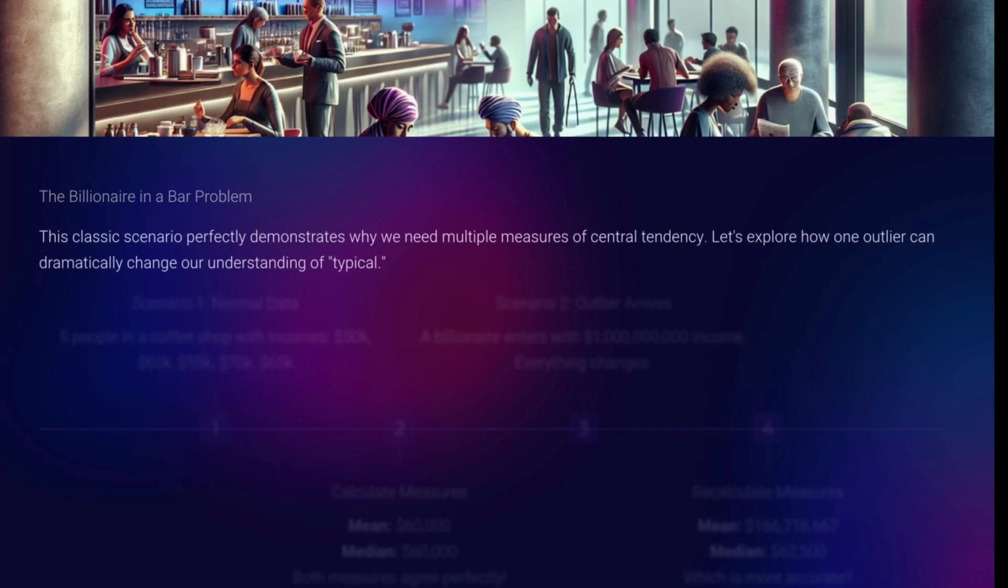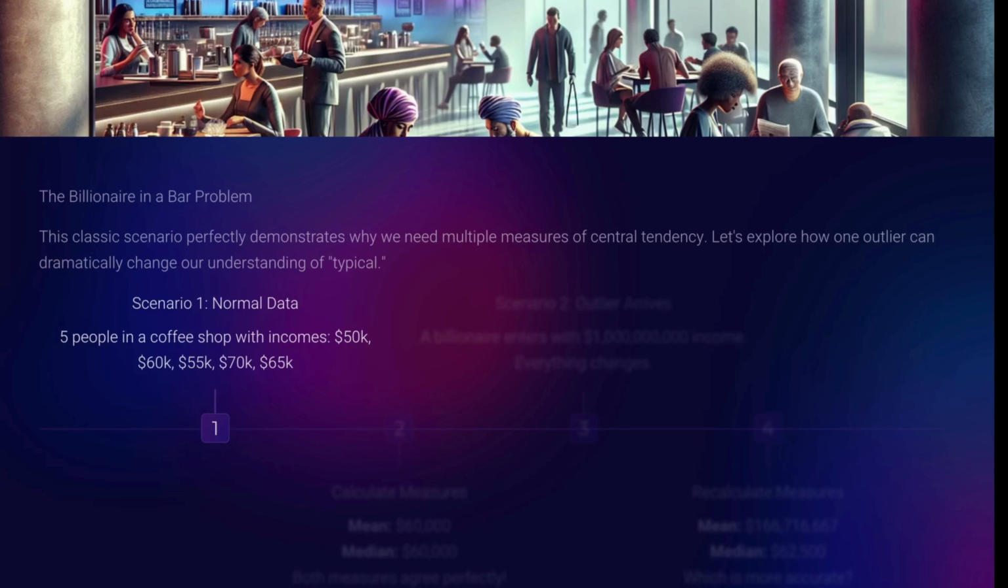Let's look into a problem. The billionaire in a bar problem. This is a classic scenario, perfectly demonstrates why we need multiple measures of central tendency. Let's explore how one outlier can dramatically change our understanding of typical.